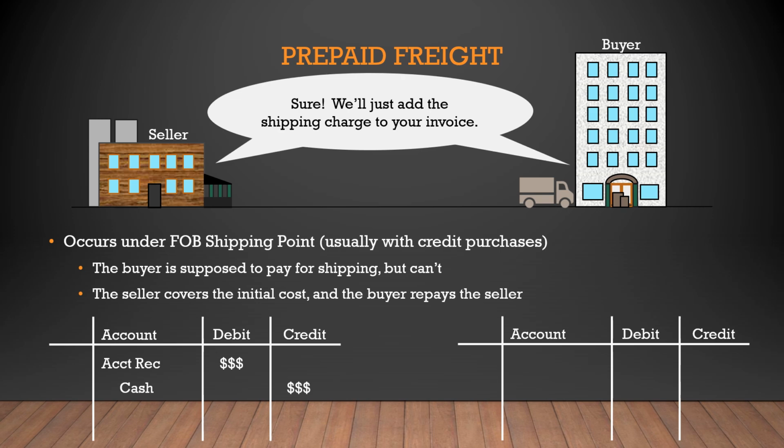On the buyer's side, since the buyer is ultimately paying for delivery, it'll debit that cost into merchandise inventory and credit AP. Our key takeaway for the buyer is that it records the shipping transaction exactly as it did under our initial FOB shipping point scenario. We debit it into merchandise inventory. Also, please note how one company's accounts receivable is another company's accounts payable.